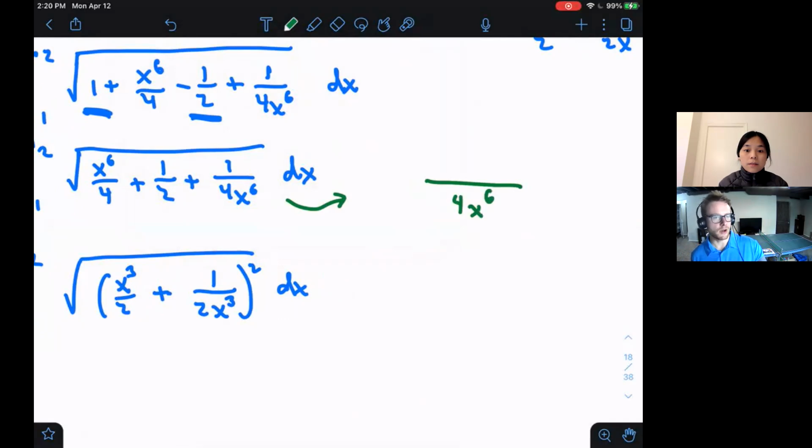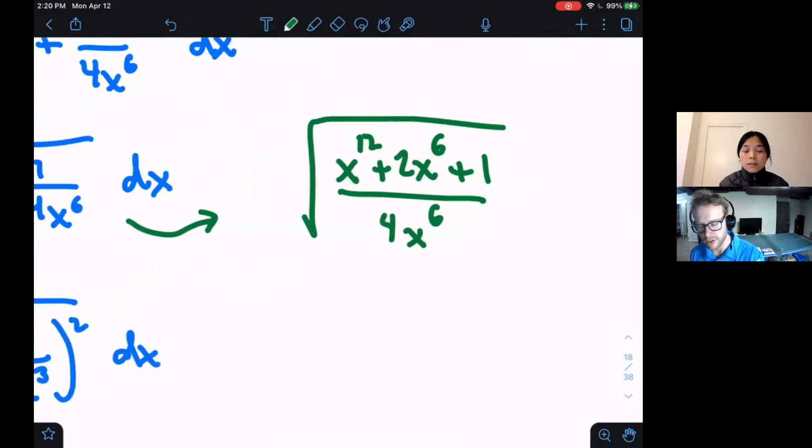And let's see. So in order for the first bit to have the common denominator, I would need to multiply through by x to the 6th on top and bottom. So this is going to be x to the 12th. And then for the second bit here, let's see, I need a 2 and an x to the 6th. So this would be 2x to the 6th on top and on bottom for the 1/2 piece. And then for this last piece, it has everything, so this is just going to be +1. And remember, this would be all inside of a square root.